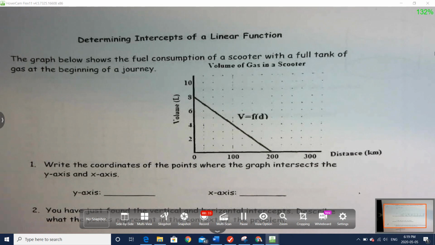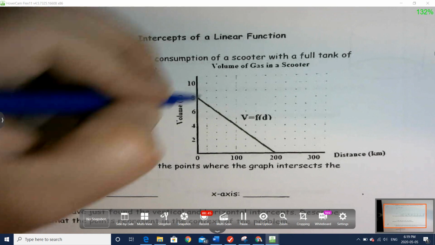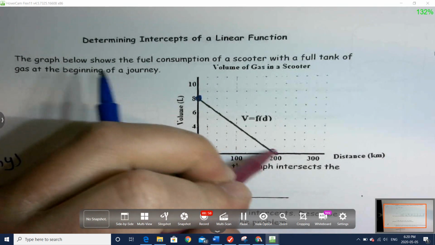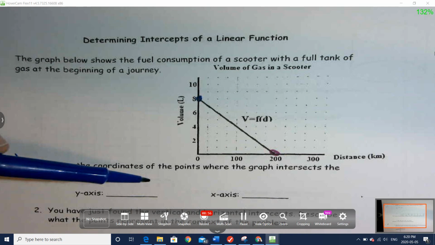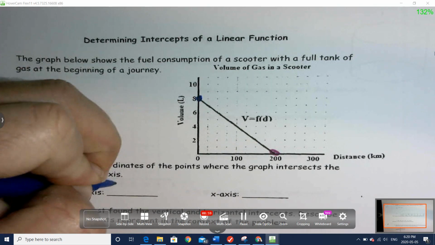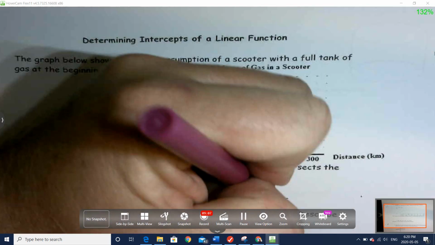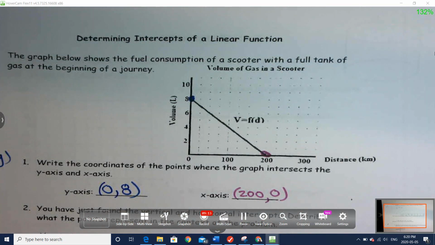So remember that coordinates are x comma y, and we want to write the coordinates of the points where the graph intersects. So what I'm showing you here is sometimes we can get the intercepts just from the graph that's given. So I have one intercept here, and I have another intercept down here. Write the coordinates of the point where the graph intersects the y-axis. That's at x value 0, y value 8. If I want to know the coordinate where they pass through the x-axis, well, that's x value 200, y value 0.